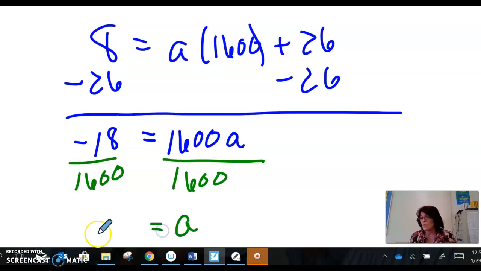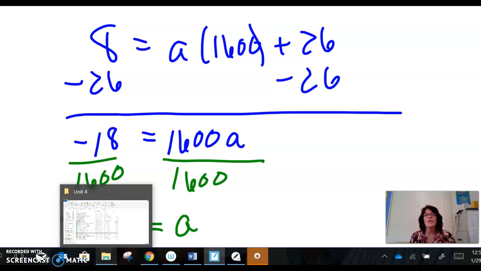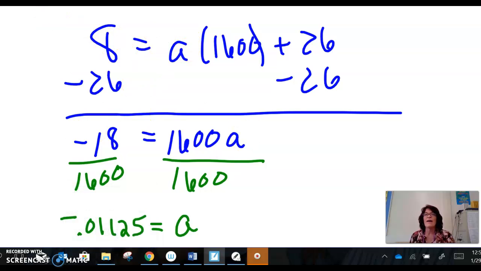So let's see what a equals. Negative 18 divided by 1600. I'm using my calculator. Negative 0.01125. Okay, great. So now I have the equation.